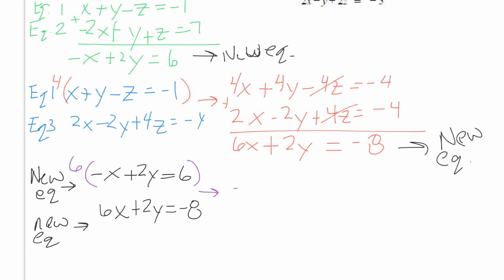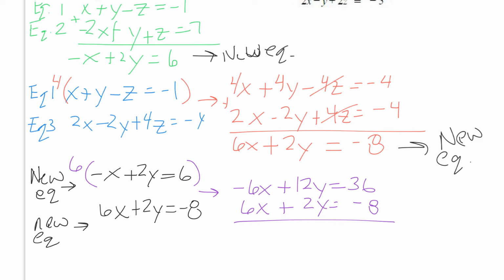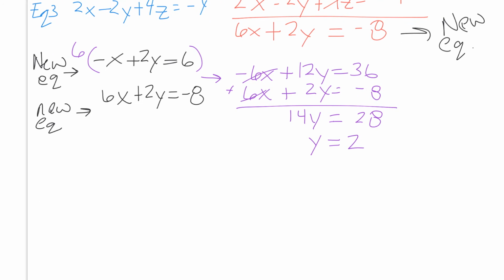So I'm going to go ahead and eliminate my x's by multiplying the top here by 6. You could eliminate the y's by multiplying the top or bottom by negative 1. If I multiply by 6, I get negative 6x plus 12y equal to 36. My bottom equation staying the same, 6x plus 2y equal to negative 8. And then I need to go ahead and add these together. So my x's will cancel out, and I get 14y equal to 28. And then if I divide both sides by 14, I get an answer that y is equal to 2.